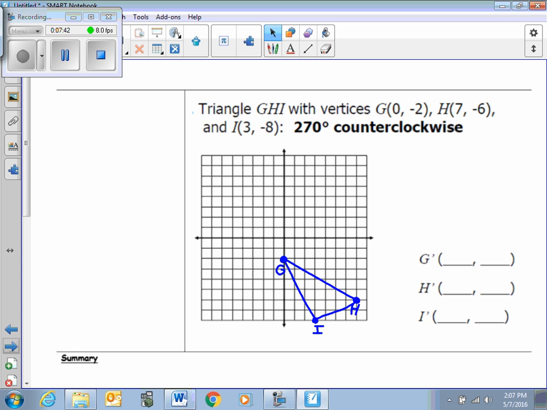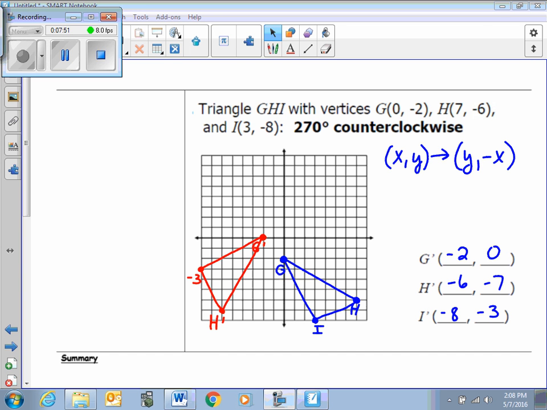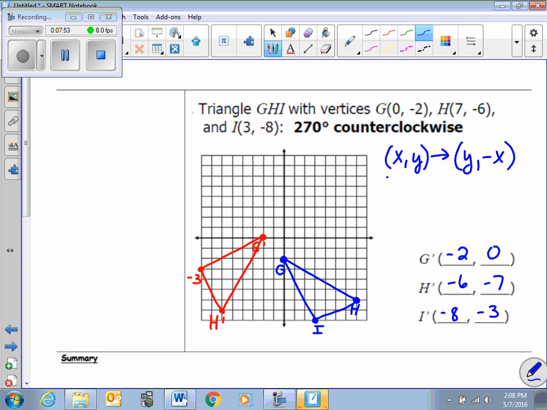And finally, one more. I think you should pause right here and do this one all by yourself. Come back, check to see how it went. All right. I wrote my rule here for a 270-degree counterclockwise rotation. (x, y) maps to (y, negative x). So for G, for instance, I have to switch x and y. So I know that G prime is going to be, the y has to come first now, so negative 2. And if this were any number besides 0, it would be negative x, but negative 0 is the same as 0.